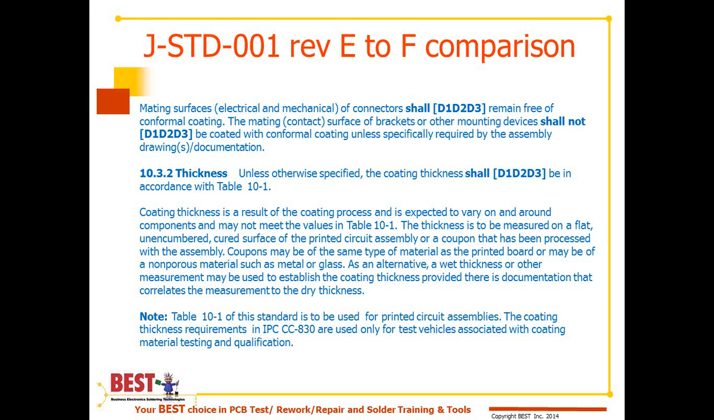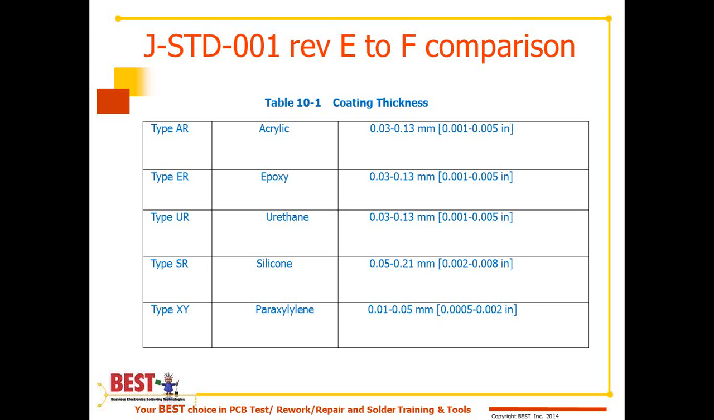The thickness is to be measured on a flat, unencumbered, cured surface of the circuit card assembly or a coupon. Coupons may be of the same type of material as the printed board or may be made of another non-porous material such as metal or plastic. You can also use as an alternate a wet thickness or other measurement, as long as we have documentation established on how to do it and so forth. And then there's a note: Table 10-1 of this standard is to be used for printed assemblies. The coating thickness requirements in the IPC CC-830 are used only for the test vehicles.